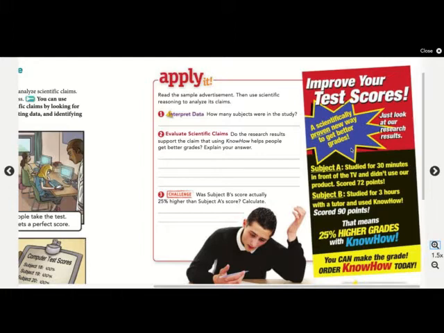I want you to pause the video and try to answer questions 1, 2, and 3 on your own before we discuss the answers. So go ahead, pause the video. Really pause it this time. I know you didn't pause the video, so I would suggest pausing the video and answering the questions in your book on page 45.